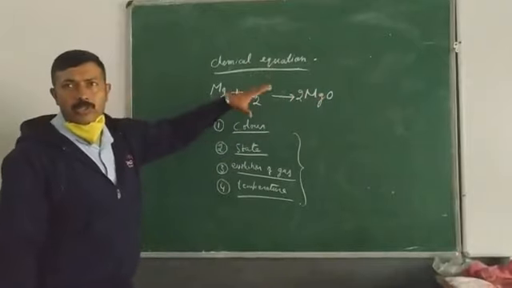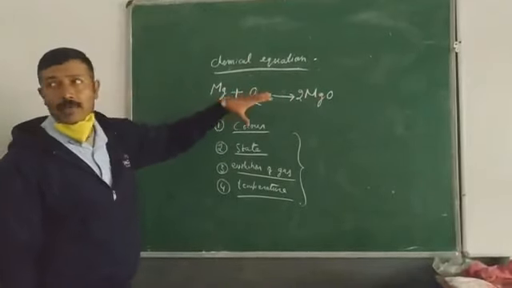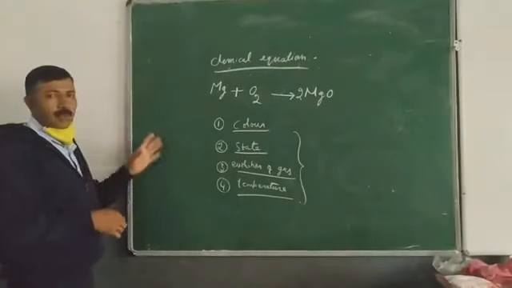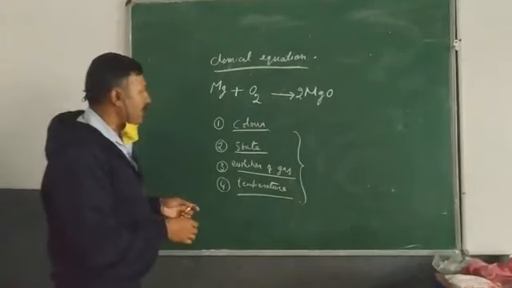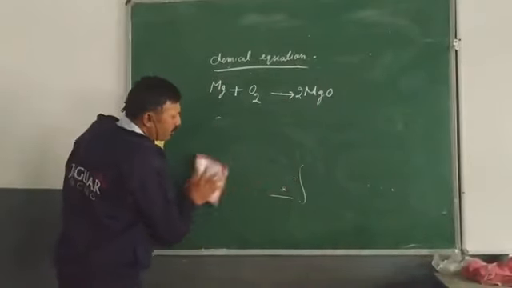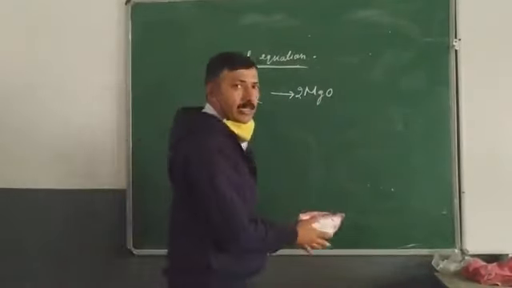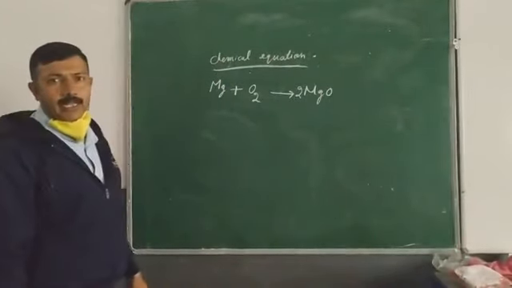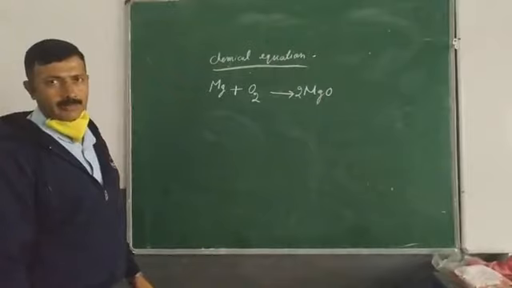So it is a short scientific way of representing a chemical reaction. Now a chemical equation has to be balanced. What do you mean by balancing a chemical equation? According to the law of conservation of mass, matter can neither be created nor destroyed.